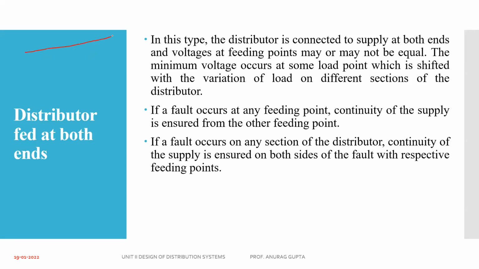If I am feeding voltage at only one point and tapping consumers from it, and there is any fault in this section, listen, then the points B, C, and D are not getting any power. Are you getting my point? If the fault is at this point, only B is getting power, and C and D are not. So this is the disadvantage of feeding at one end.